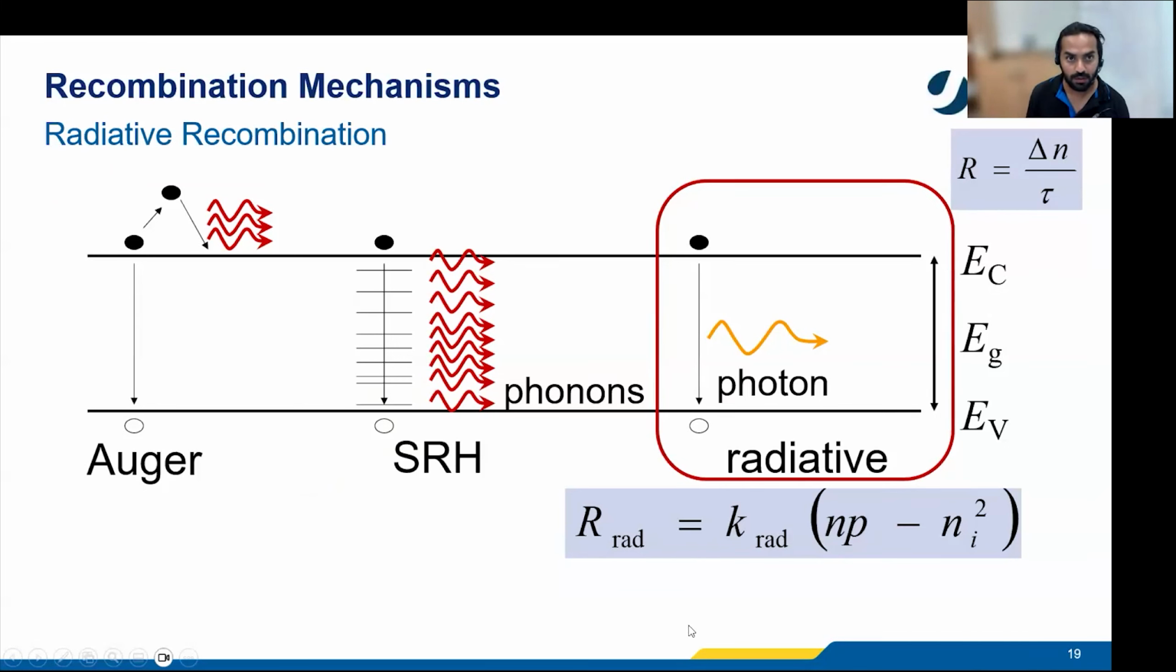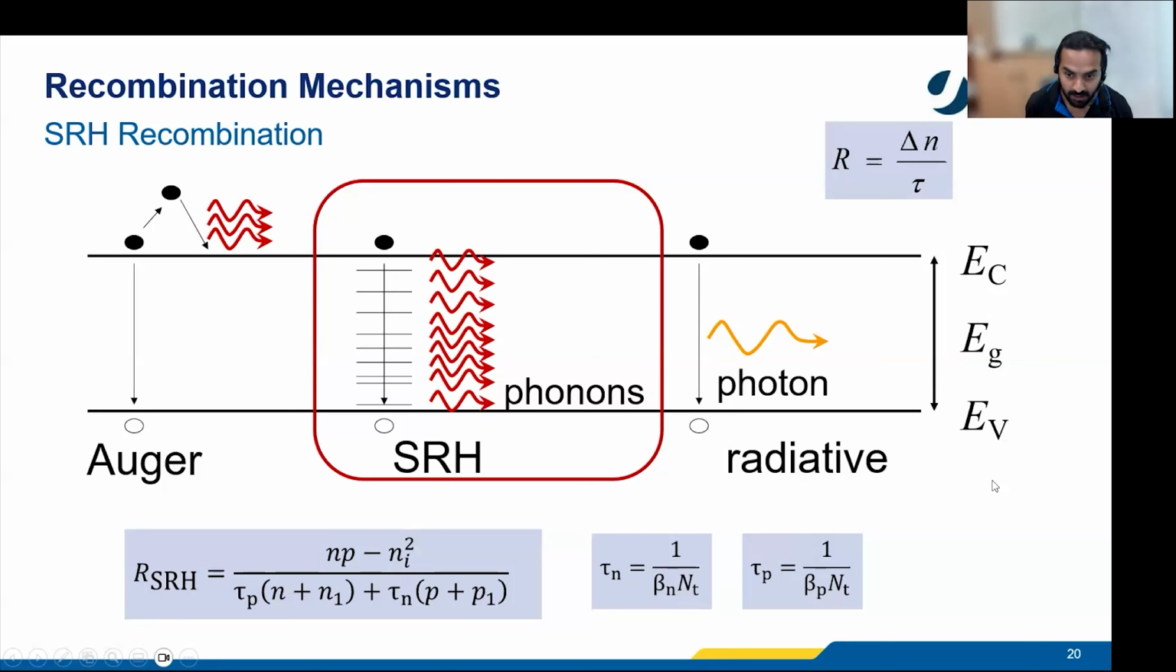Okay, next we move to the radiative recombination mechanism. This is very important for the solar cell. For a good solar cell, you want to maximize the amount of radiative recombination, and you want to minimize other non-radiative recombination mechanisms. In this case, you have an electron in the conduction band that recombines with a hole in the valence band, and you have the emission of a photon whose energy corresponds to this energy difference. The radiative recombination is a two-carrier process, so you have the product of electrons and holes here with a prefactor K.